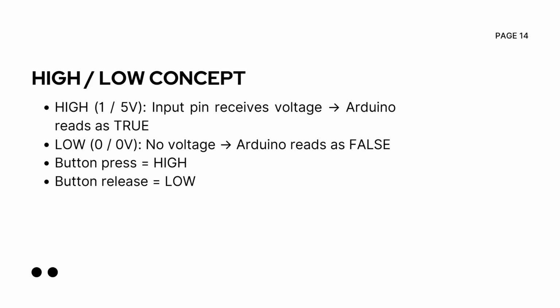High or low concept. When the pin gets 5 volts, Arduino reads it as high. When it gets 0 volts, it reads low. So, button press is high and button release is low.